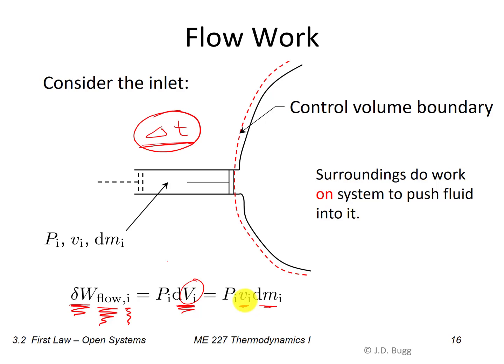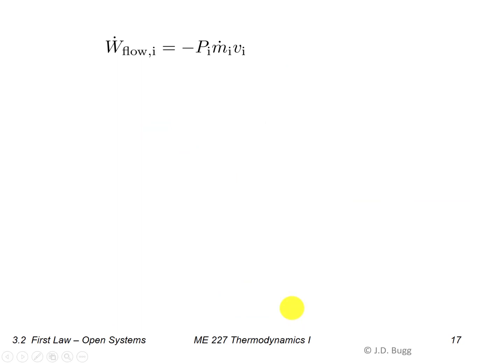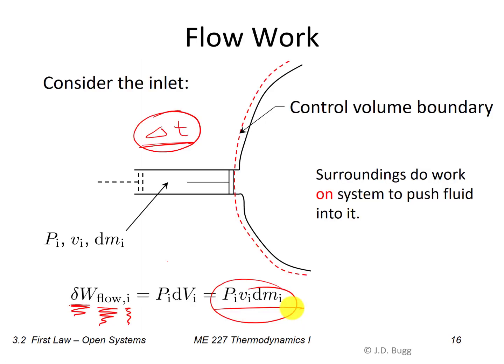This is cubic meters per kilogram multiplied by the mass in kilograms. So capital V here is just replaced by small v, small m. So the flow work at the inlet that happens during time delta t is that. If we change this to a rate, going back here, we're going to take this and divide it by delta t and take the limit as delta t goes to 0.